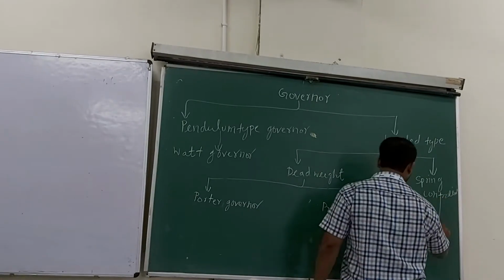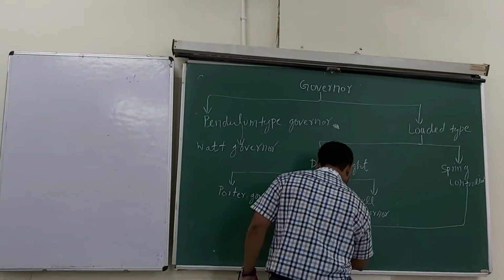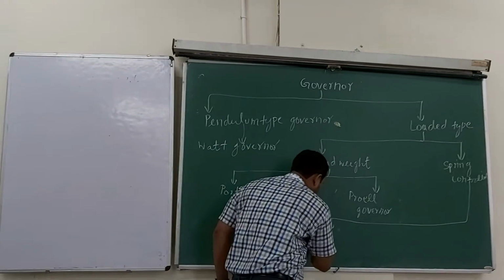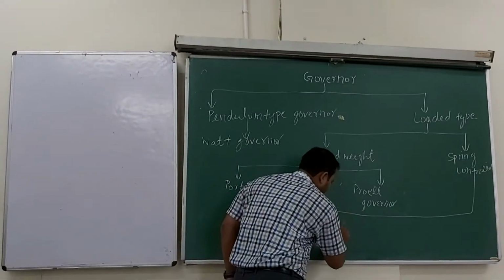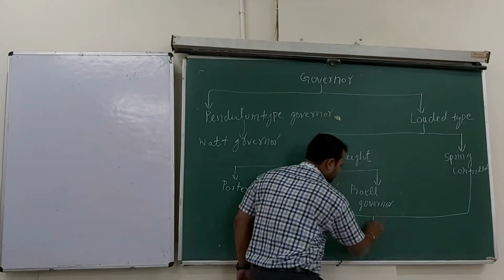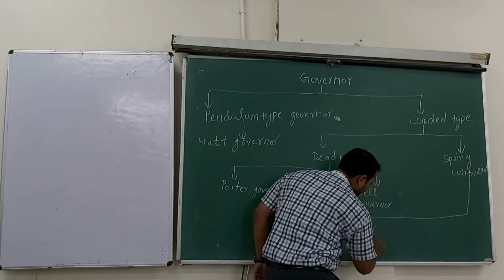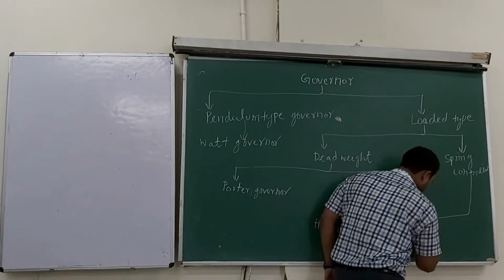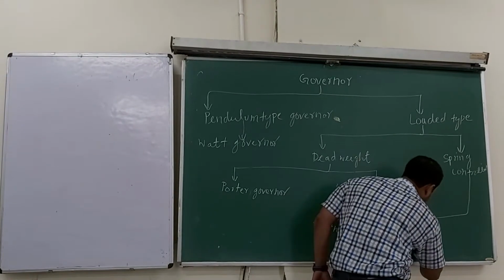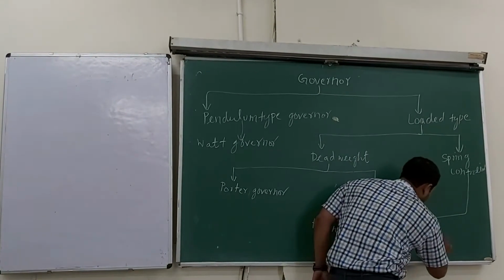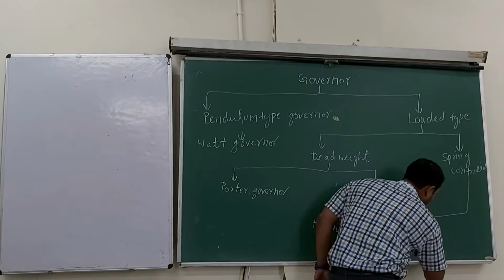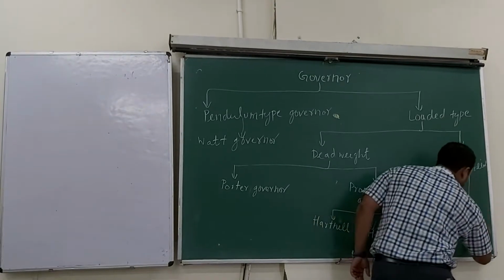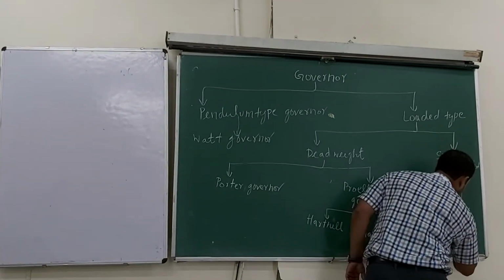In the spring controlled governor, we use four kinds of governor. The first is the Hartung governor, the second one is the Hartnell governor, the third one is the Wilson-Hartnell, and the fourth one is the Pickering governor.